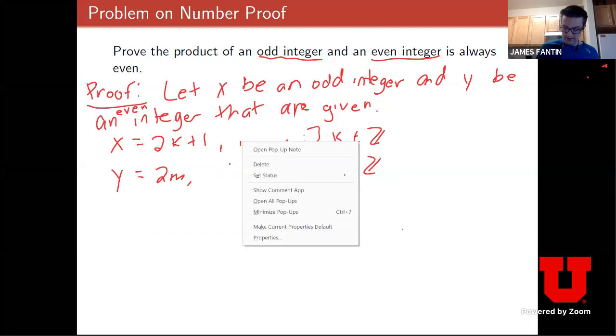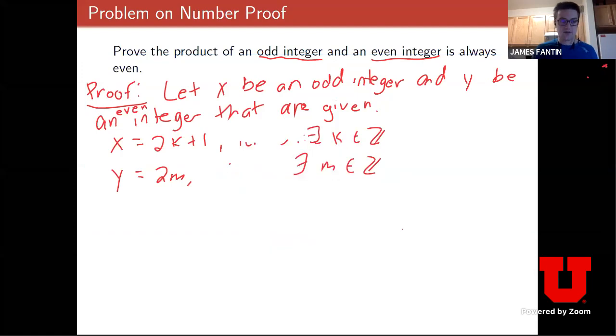That might have been a little bit better to say there, because that was a great question. So we're just saying that there exists some integer k such that x is equal to 2k plus 1, and there exists an integer m where y is equal to 2m. We're asked to prove that the product of an odd and even integer is always even. So we want to look at what x times y is equal to.